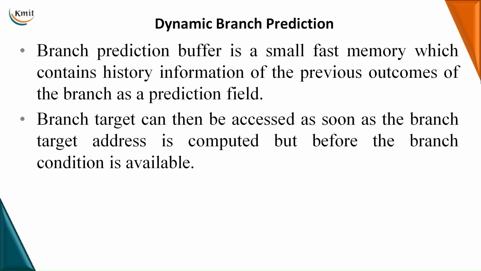So here the branch prediction buffer is nothing but a small fast memory which contains the history information about the previous outcomes of your branch. This branch prediction buffer maintains the history information of the previous outcomes of your branch instruction. And that buffer will be helpful to make your prediction in case of a dynamic branch prediction technique.